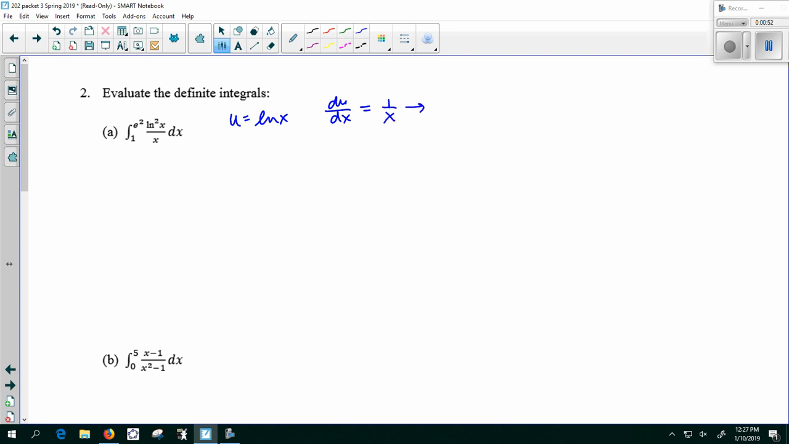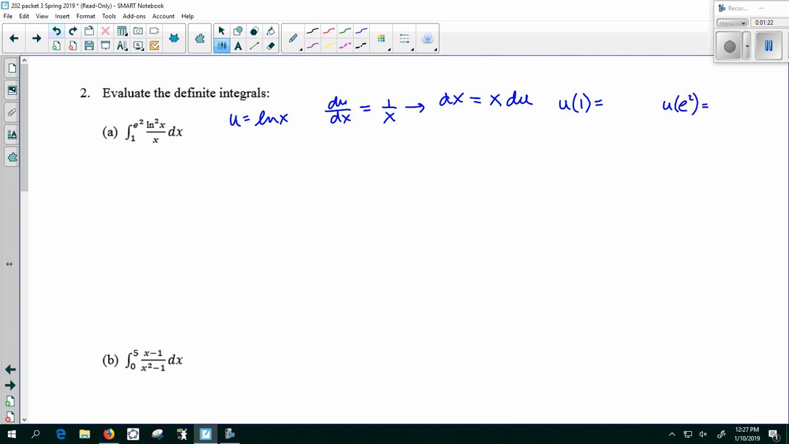And then we just solve for the dx. So dx is going to be x times du. And then because this is a definite integral, I also need to change the bounds of integration. So I need to figure out that 1 and e squared, those are x values. So I need to change them to u values. So u of 1 and u of e squared.